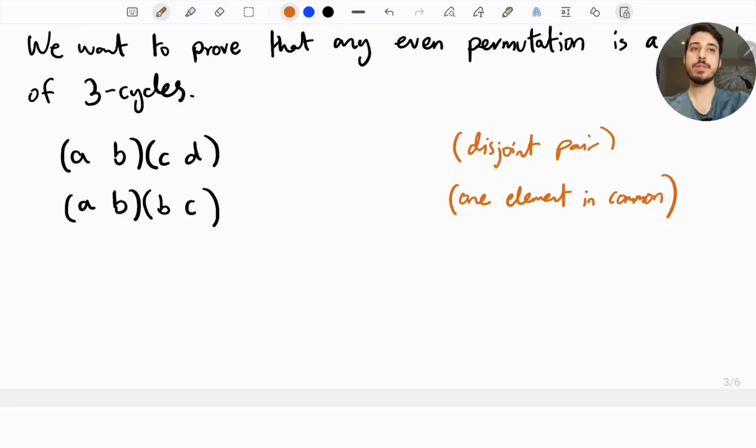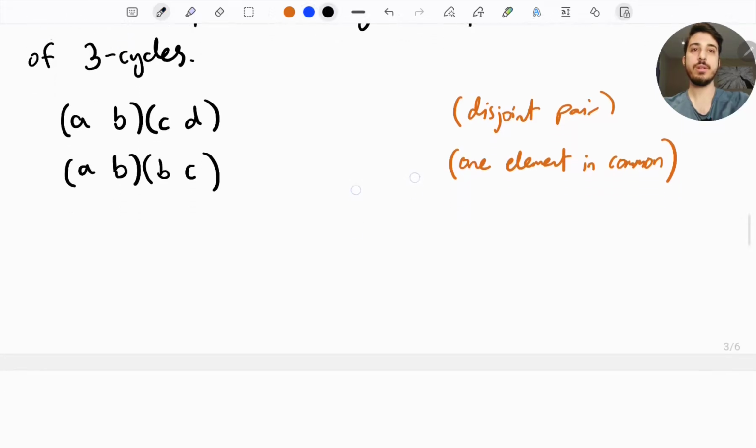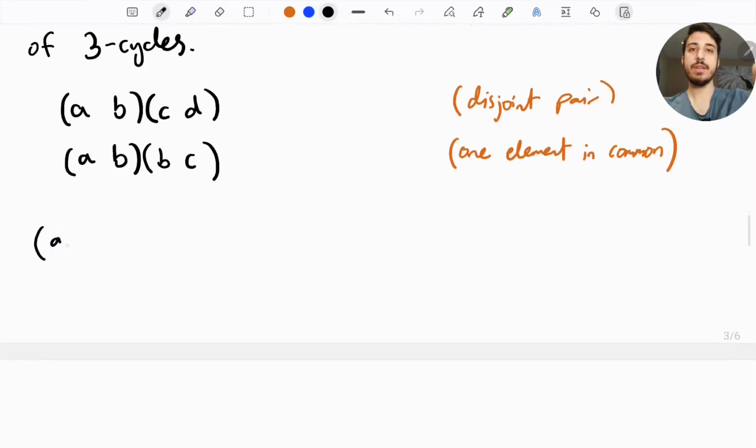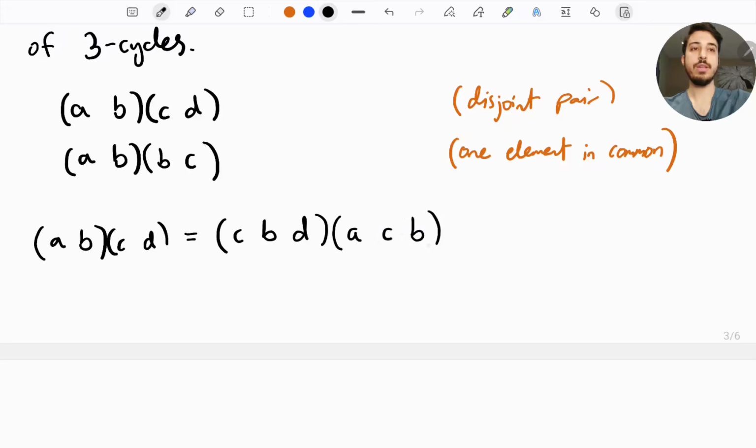So for the first possibility, the disjoint pair, we will write it as (AB)(CD), and that equals (CBD)(ACB). Okay? So the way I went about this is I want to see where A is being sent to, where B is being sent to, and where C is being sent to, right?